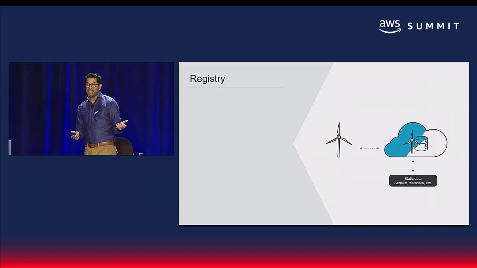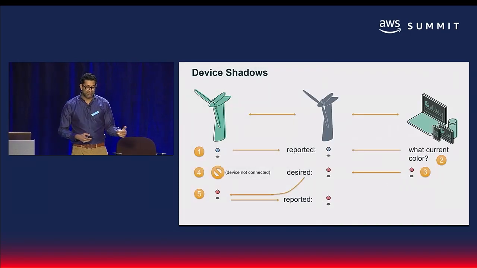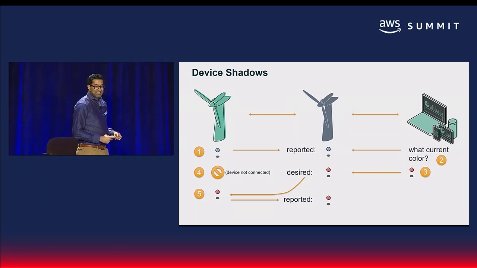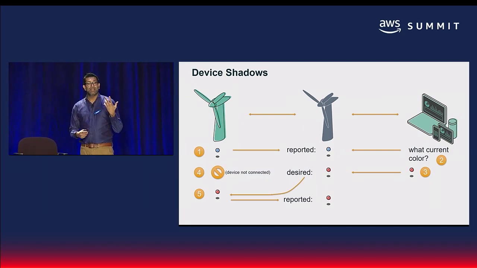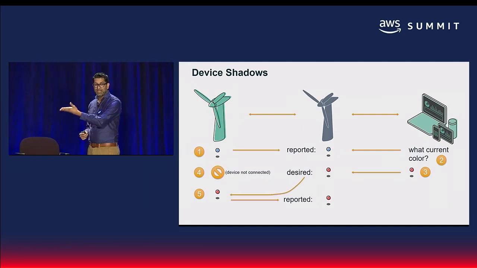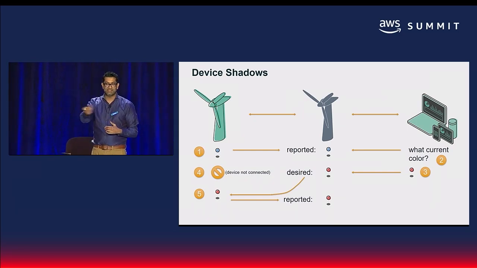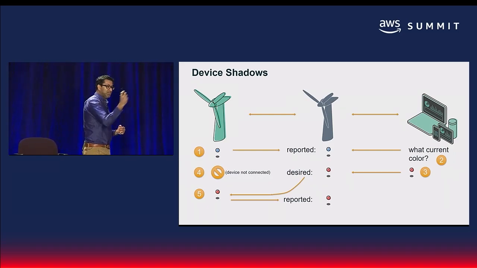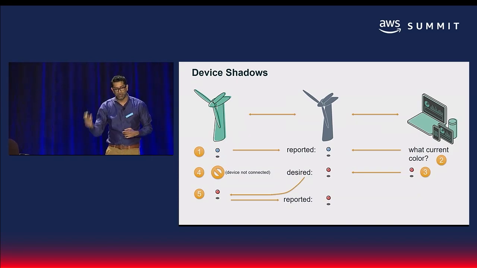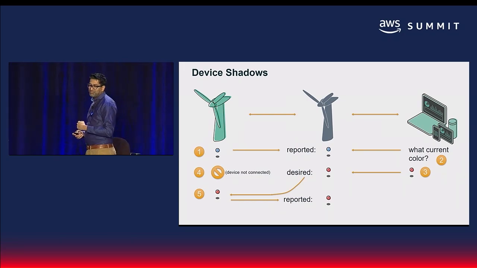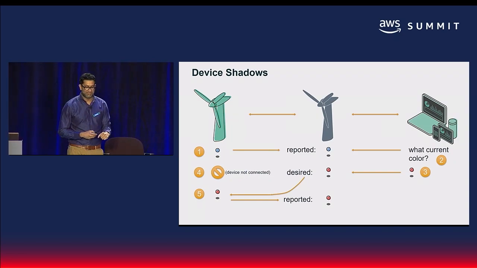Uh-oh, the device wasn't connected initially, so it didn't report that state. But once it connects again, the device at step number 5 will say, I am reporting red, and it reports it back to the device shadow. So that's the way you know your desired state has succeeded: by going from the application through the device shadow onto the device, and then the device itself reporting what's happened. That's one of the nice features, I think, that the AWS IoT ecosystem offers.